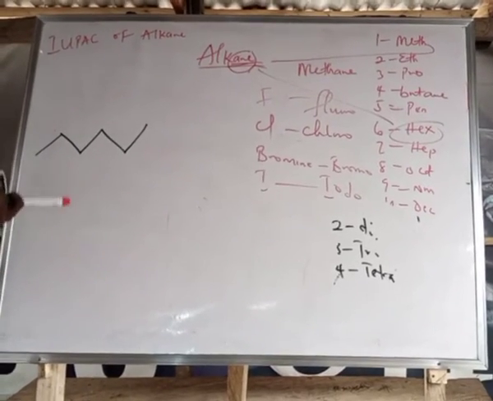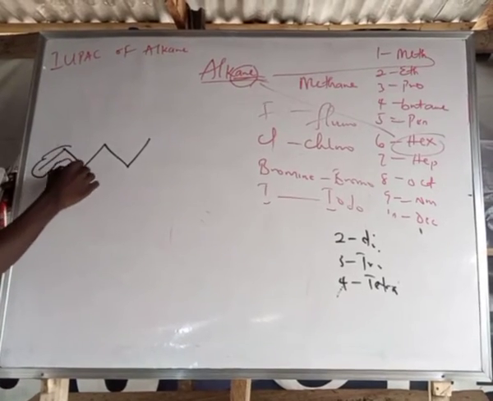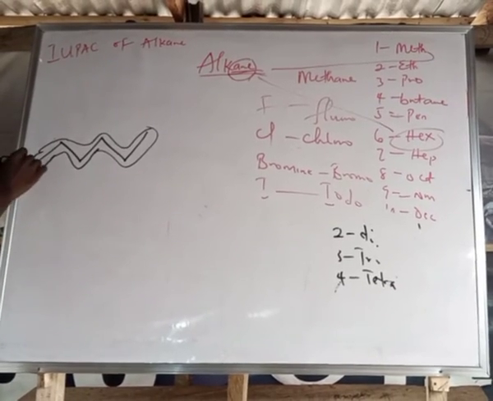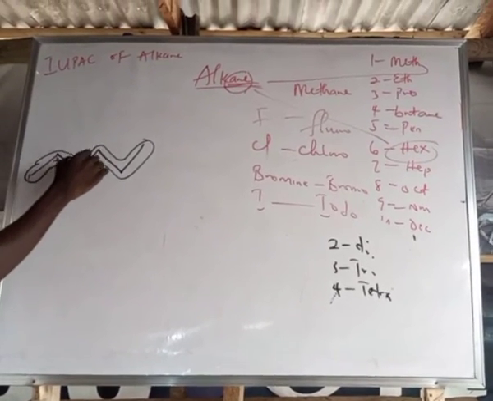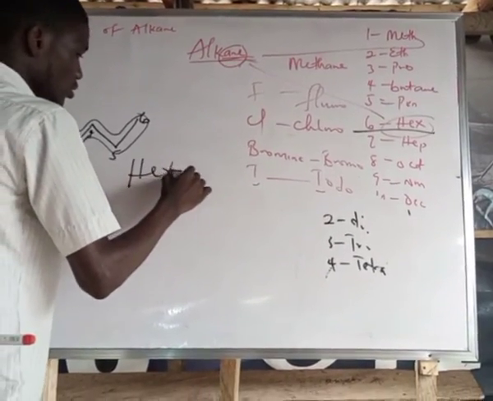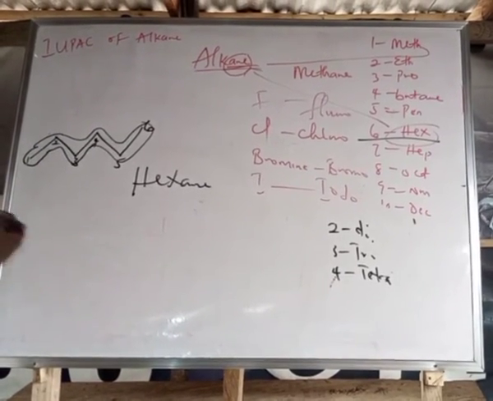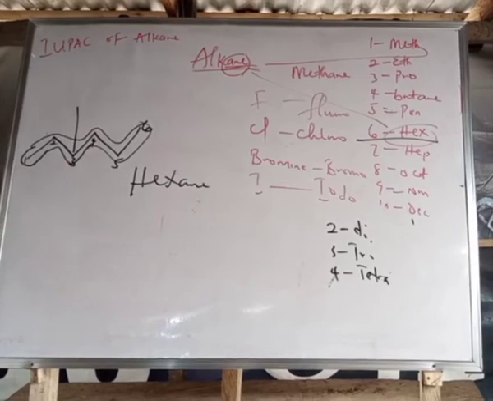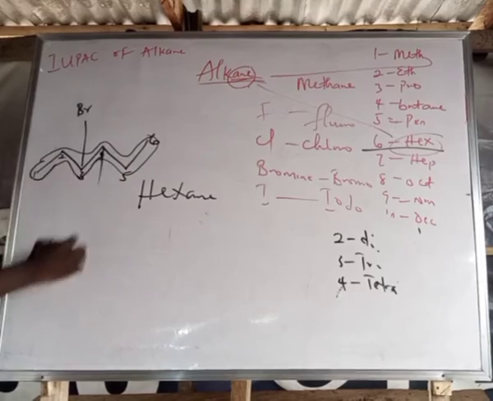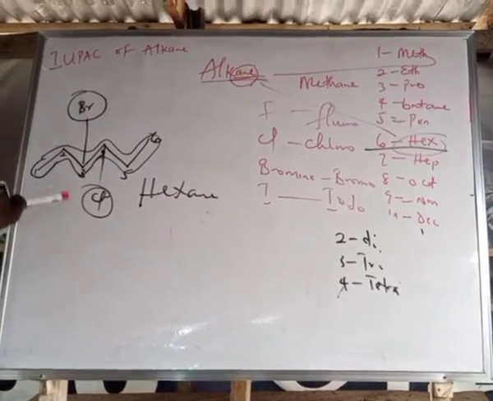With the knowledge of what I've said earlier, we can say that the longest continuous carbon chain is like this. When we count the number of carbon atoms, 1, 2, 3, 4, 5, 6, our 6 is hexane. If I attach any substituent to it, it can be an alkane or an alkyl group. I have bromine here and I also have chlorine here. So how do you name this compound, with a combination of bromine and chlorine?